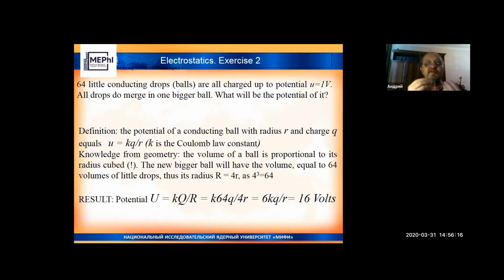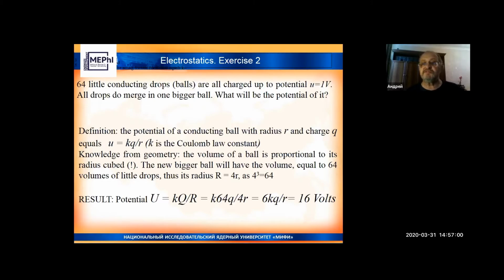So the potential of each little liquid ball, each little drop, is equal to 1 volt, and in total we have 64 such little conducting drops. This is simply what we have in the condition of the exercise. The question is, if now all these drops merge into one big ball, what will be the potential of this ball? Again, we should use only the definition of how to calculate the potential. The potential of a drop with radius r is equal to the ratio of its charge and this radius, multiplied by the Coulomb law constant.